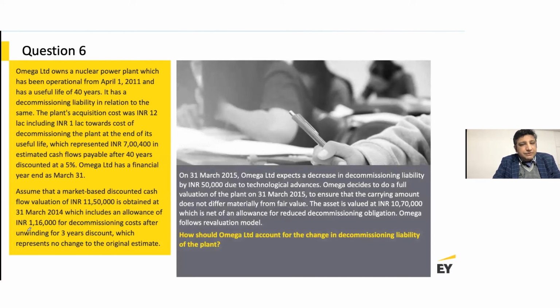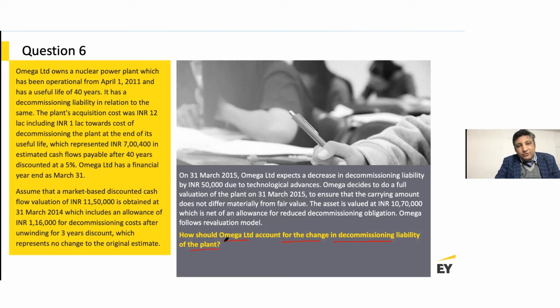Further, on 31st of March 15, Omega Limited expects a decrease in decommissioning liability by 50,000 rupees due to technological advances. Omega decides to do a full valuation of the plant on 31st of March 15 to ensure that the carrying value does not differ materially from the fair value. The asset is valued at 10,70,000, which is net of an allowance for reduced decommissioning obligations. Omega follows the revaluation model. The question's requirement is, how should Omega account for the changes in decommissioning liability of the plant? So much of information, right?